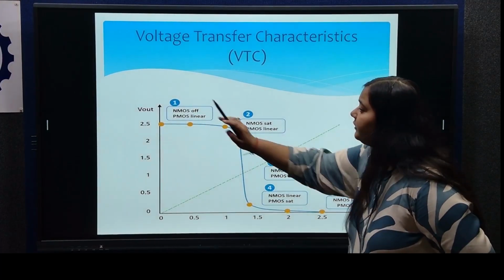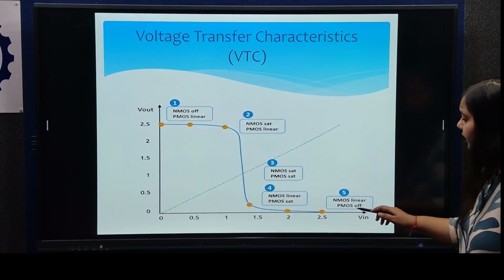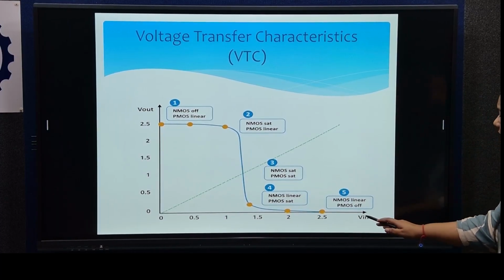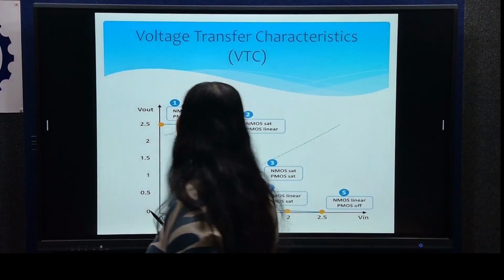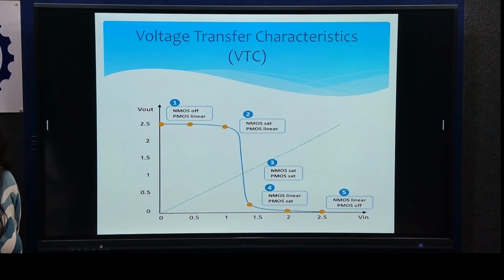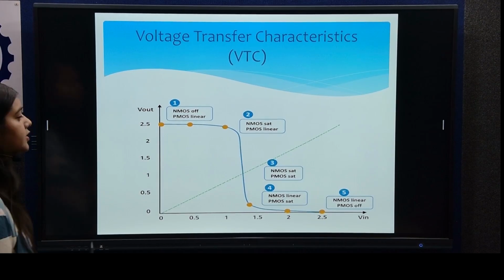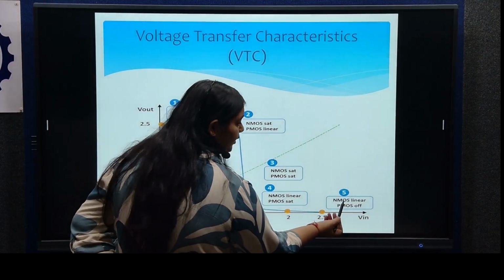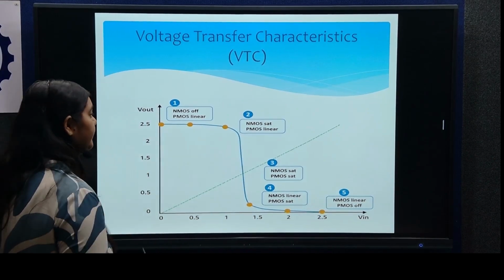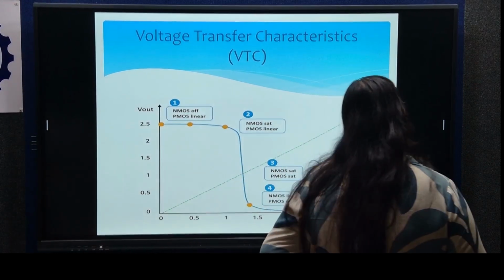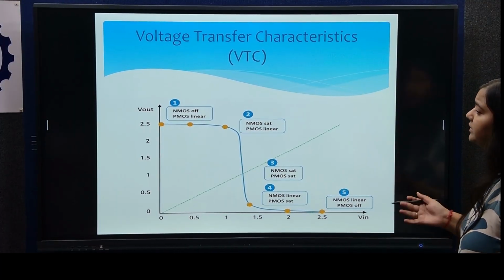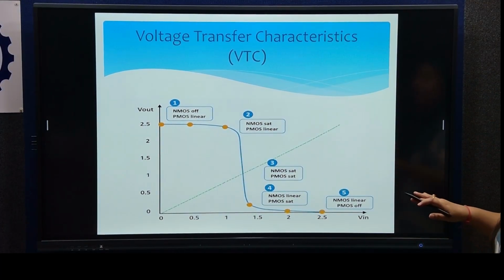Similarly, like region 1, in region 5, when we apply input high, input 1, what will we get on output? Obviously 0. When we apply input 1, NMOS is on, in linear region, and PMOS will be off, just opposite to region 1. Now region 2. In region 2, NMOS is in saturation region and PMOS is linear. See, PMOS is still on.